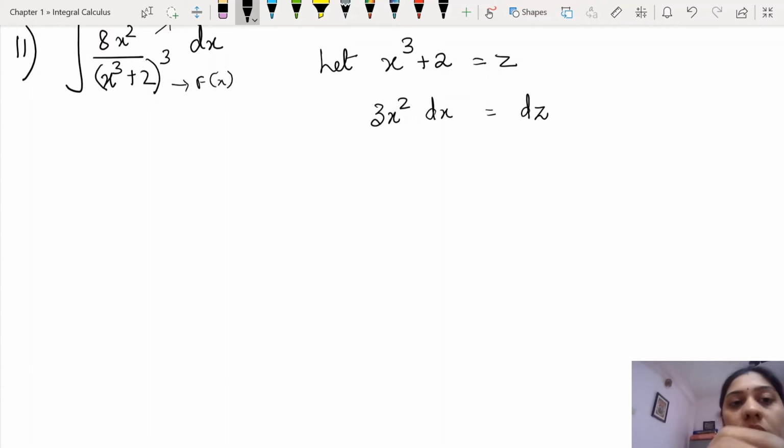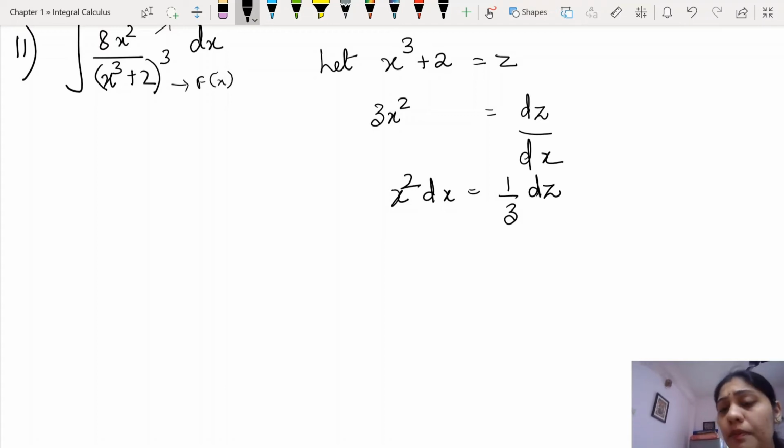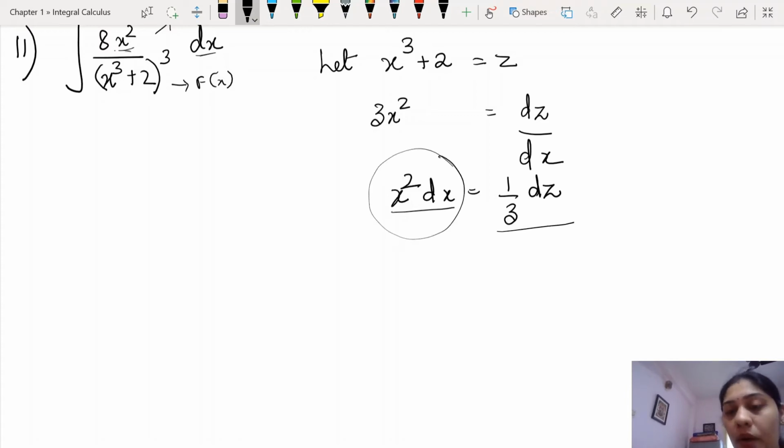Or rather, earlier how we have learned it, we don't say dx here. What we say is dz by dx. So next step is to write x square dx is equal to 1 by 3 dz. This is how we have learned earlier. So I'm just cross multiplying the terms. Okay. Now go back to the question and see if there is an x square dx. Yes, there is x square dx. So since you have an x square dx, in the place of that, you substitute this value 1 by 3 dz.